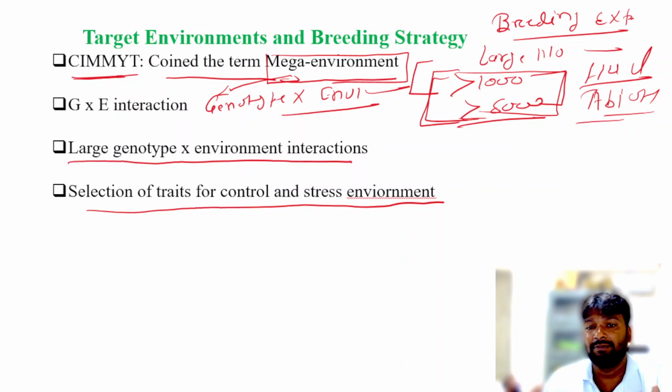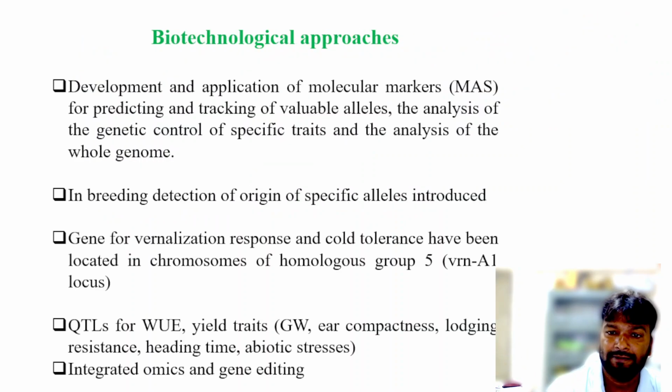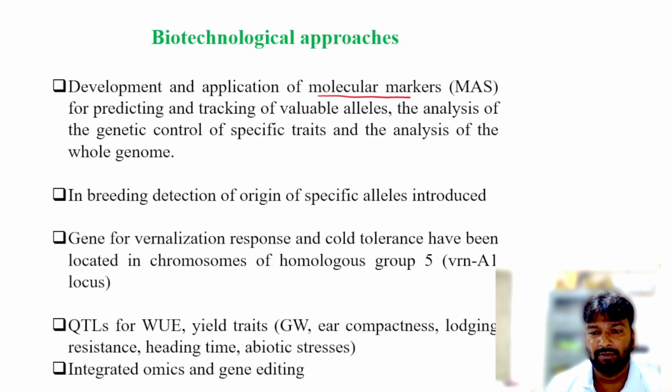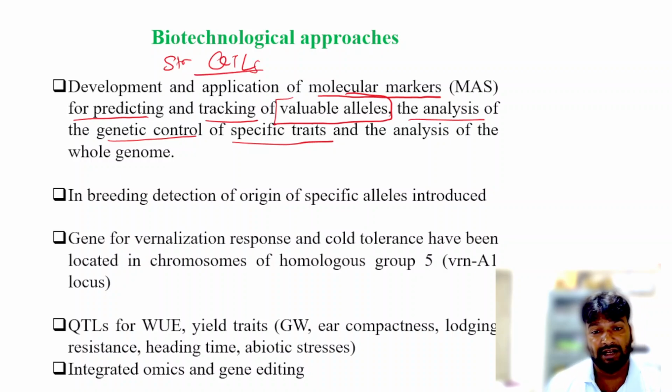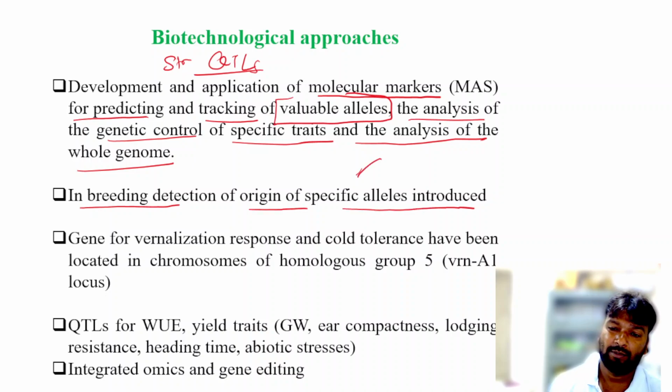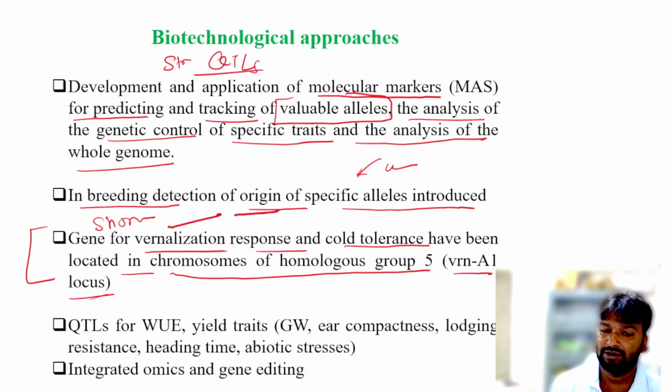So if we develop this mega environment, we can understand the genotype and environment interaction for the development of stress tolerant varieties. Okay. Then there is the development and application of molecular markers, marker assisted selection for predicting and tracking valuable alleles, and the analysis of genetic control of specific traits, because these stresses are QTLs, quantitative trait loci, regulated by a number of alleles or by the analysis of the whole genome. In breeding, we can detect the origin of a specific allele introduced from the donor parent. The genes for vernalization response and cold tolerance have been located on chromosomes of homologous group 5, like the VRN1 locus, shortening the life cycle in wheat, transferred by biotechnological ways.